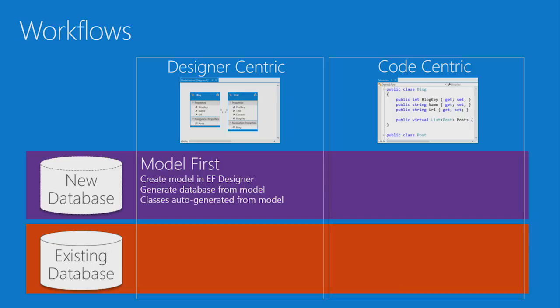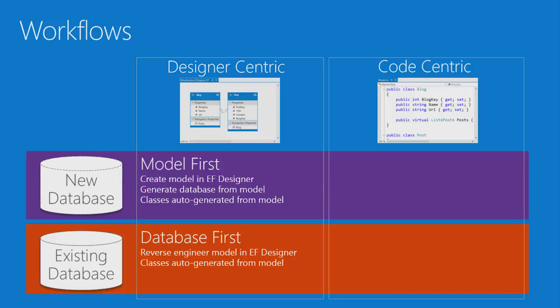Model first is where I design my model using boxes and lines, and then I generate the database from that model. The actual classes that I'm going to interact with and write my application code against are generated for me based on the boxes and lines that I draw. These boxes and lines tend to look fairly similar to relational diagrams. Yeah, somewhere between a relational diagram and an object model.